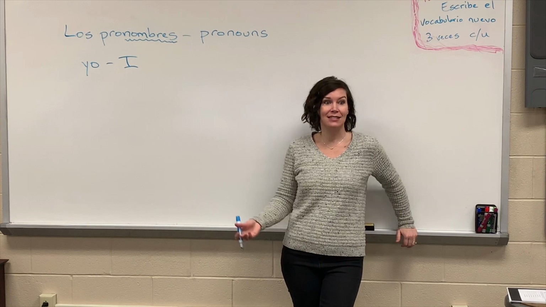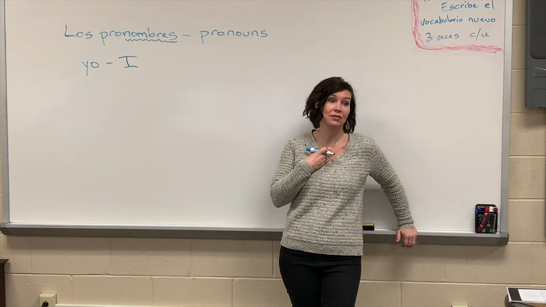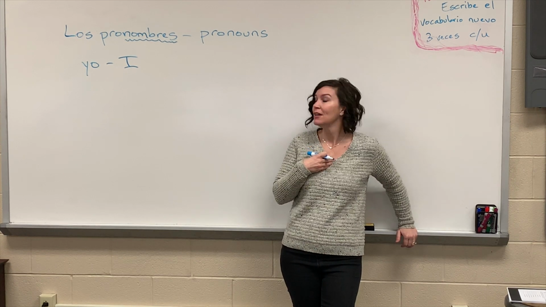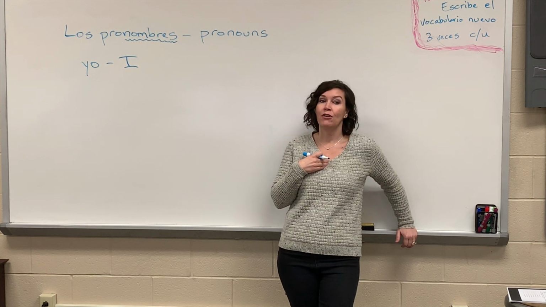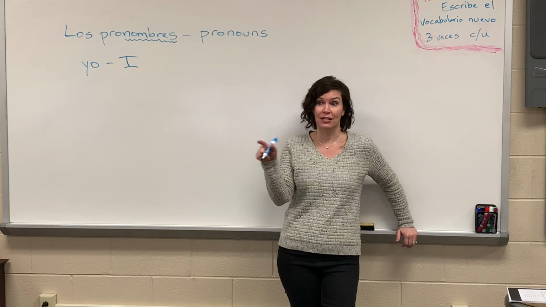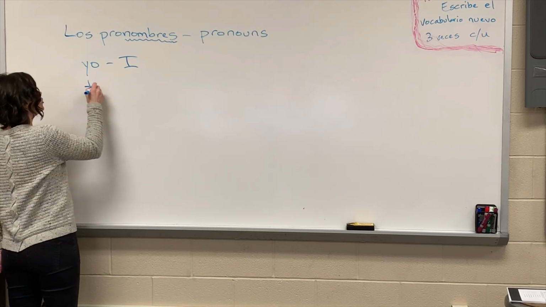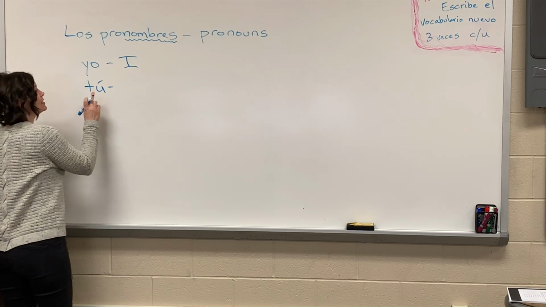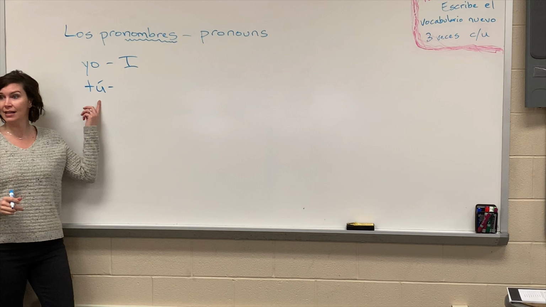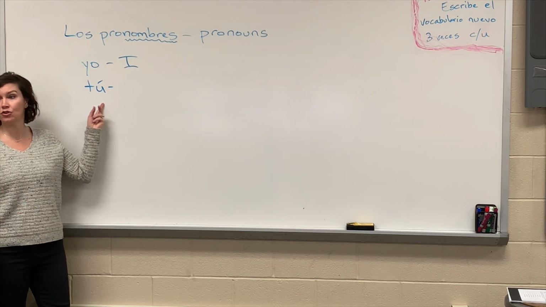Okay, but yo is obviously who you are, so that's going to be the one that you use probably most frequently, yo. Another one that you're going to use very frequently is tú, which is talking about your friend, whoever you're with. Tú. T and then U with an accent. And if it doesn't have the accento, it's a whole different word. So you've got to have el accento over the U.